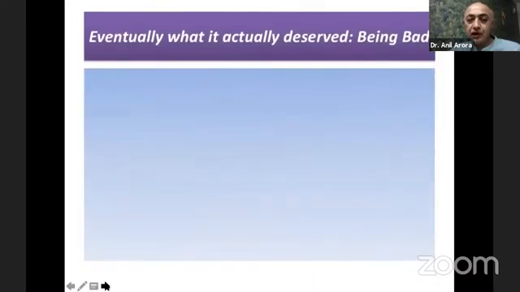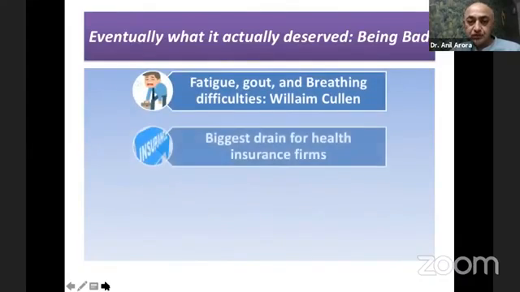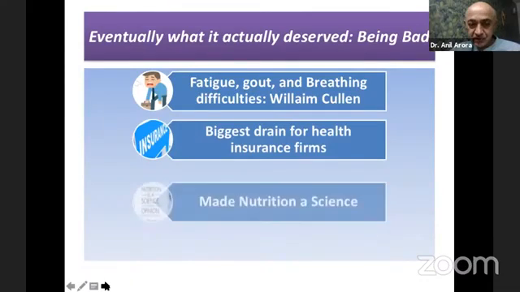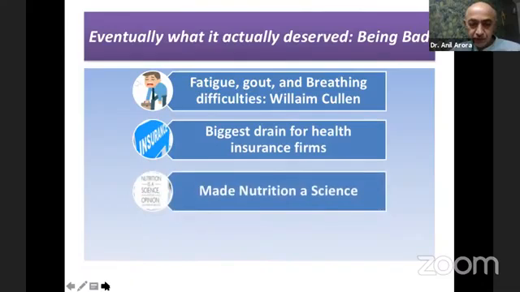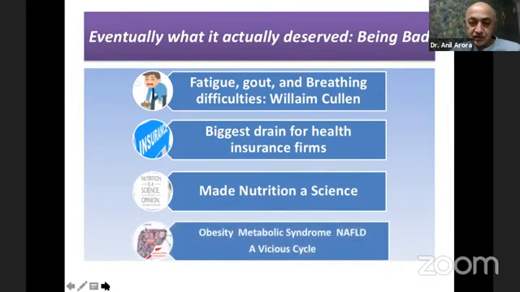Eventually, fat became bad. This is something which actually deserved to be bad because it leads to fatigue, gout, and breathing difficulties, which were told to us by William Cullen in 1768. The biggest change was that health insurance firms found out that those who were obese were taking out the maximum amount of money from the insurance company. Then finally, when nutrition science came into being, one realized that obesity is something which can be quantified and has deleterious effects.